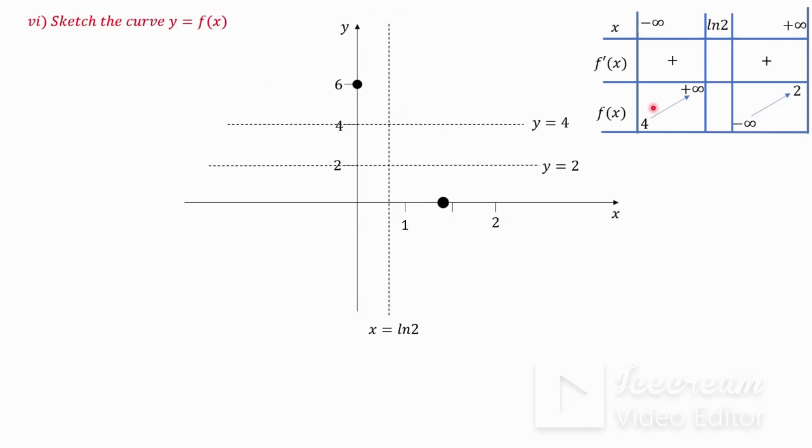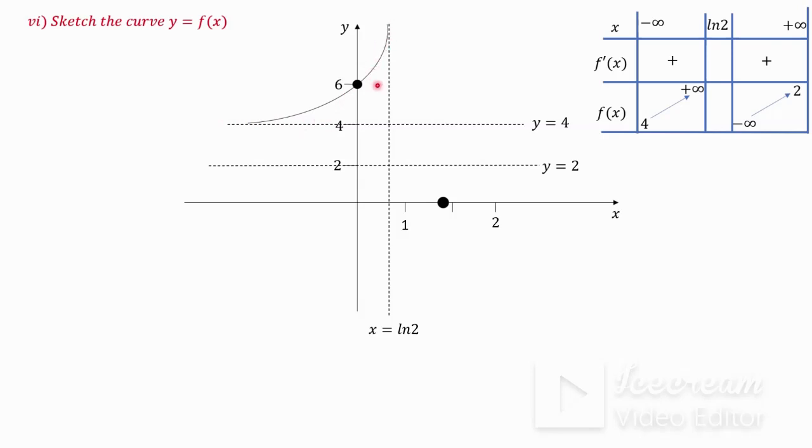We can clearly see that in the interval negative infinity to ln 2, we have f of x which is increasing, that is moving from 4 to positive infinity. So we can represent it here, and if you look closer, we touch this intercept. Representing that, we obtain this, that is from 4 to positive infinity. That is 4, which is our horizontal asymptote, moving towards positive infinity, and it does not touch this asymptote.